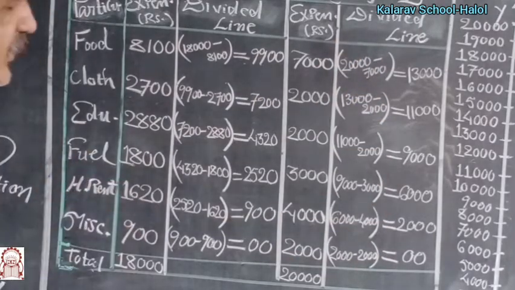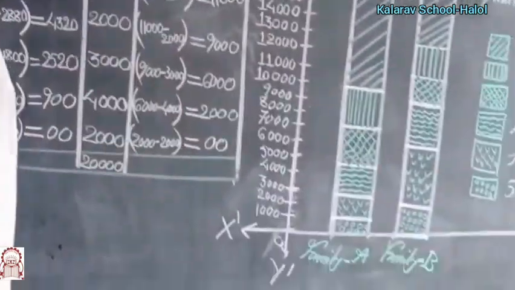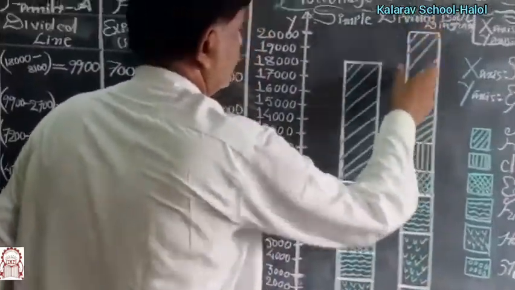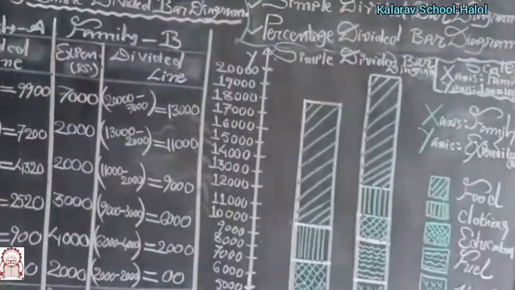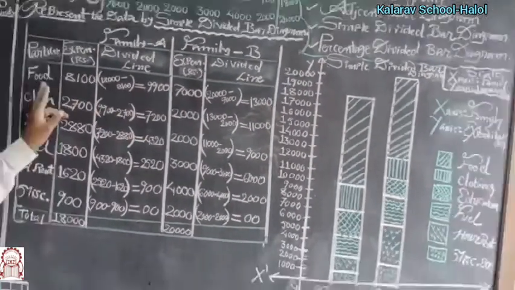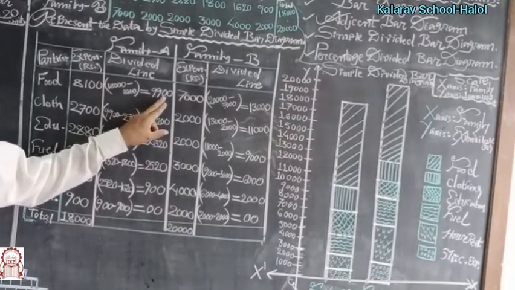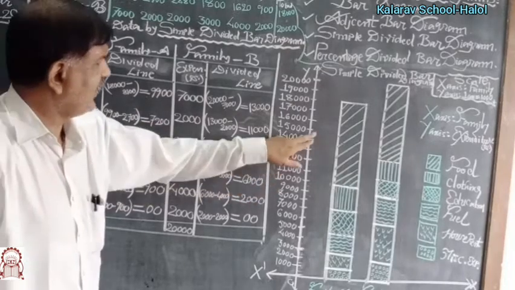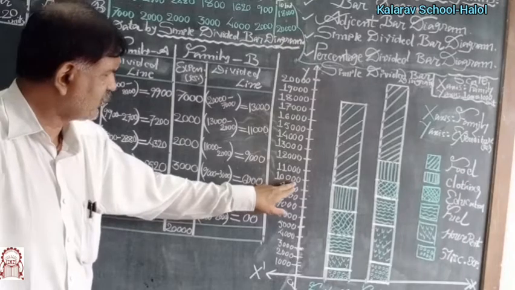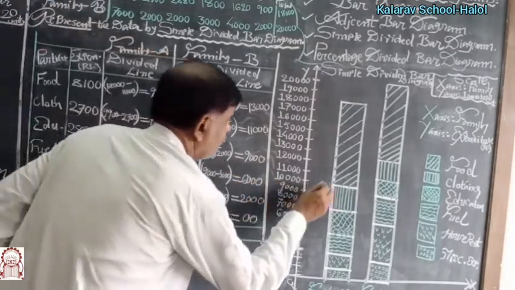How to draw this? Take family on the x-axis and expense on the y-axis. Draw the columns of 18,000 and 20,000 height for family A and family B respectively. How to cut the lines? For food, the first line is 9,900. For family A, 9,900 is just below this 10,000. So this way.